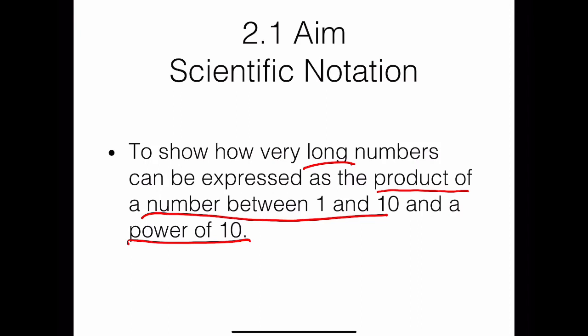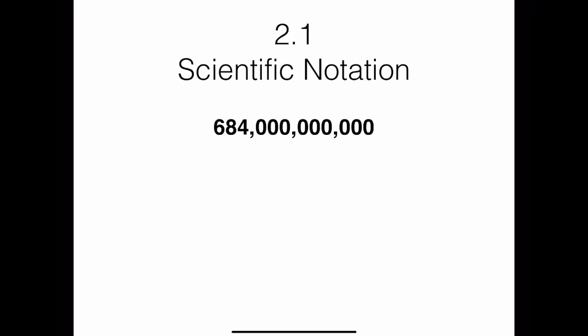So our aim, again, is to show how very long numbers can be expressed as the product of a number between 1 and 10 and a power of 10. So we're going to talk about what that looks like with this first number. This number is 684 billion, but when we write this number, we don't want to write all of the zeros that go along with it. We want to save ourselves some time.